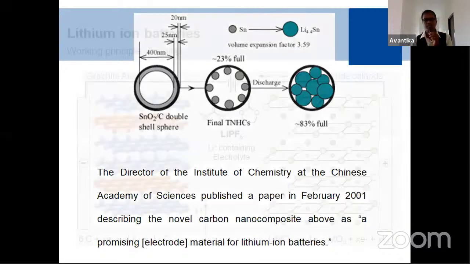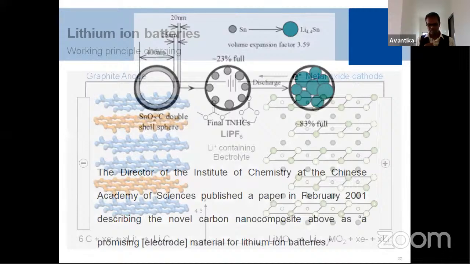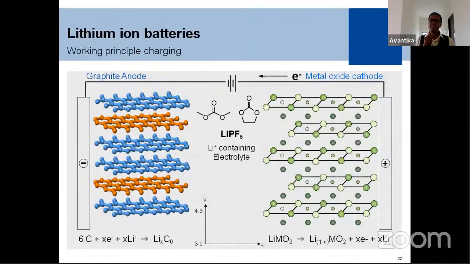I hope all of you understand the basic concept of lithium-ion batteries, the types of batteries, the importance of nanotechnology and the importance of carbon. Now I will go deeper into how lithium-ion batteries work. What is the basic working principle? What is really happening inside the battery from a chemistry point of view?